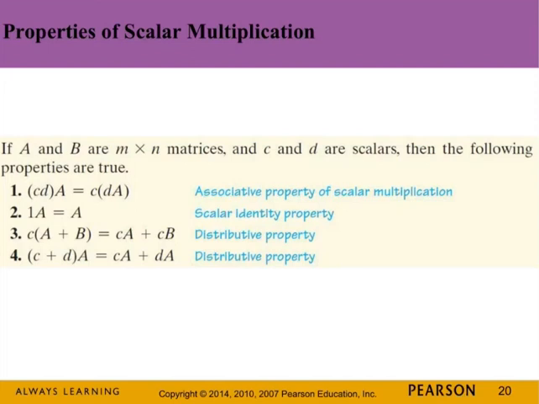And then the scalar C plus D times the matrix A, you can left distribute like this and preserve it there, right?